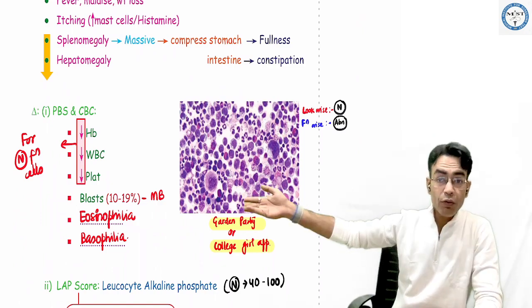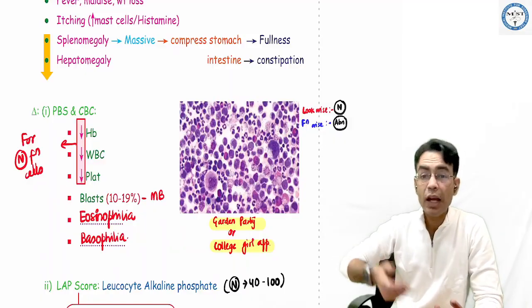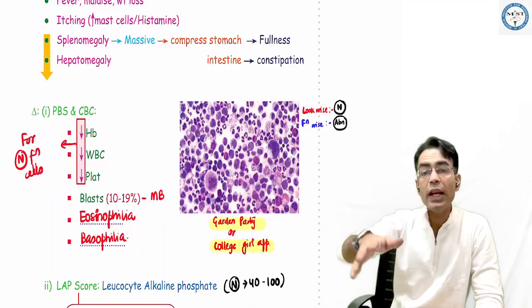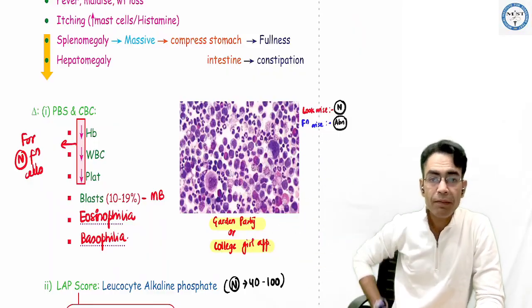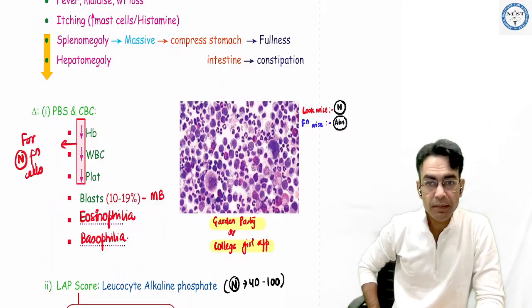And eosinophilia, eosinophil बहुत ज्यादा दिखेगी, basophil बहुत ज्यादा दिखेगी. You can have neutrophilia, you can have lots of monocytes, but all these cells are looking normal, but they're functionally abnormal. This kind of appearance is called as garden party appearance, and college girl appearance.